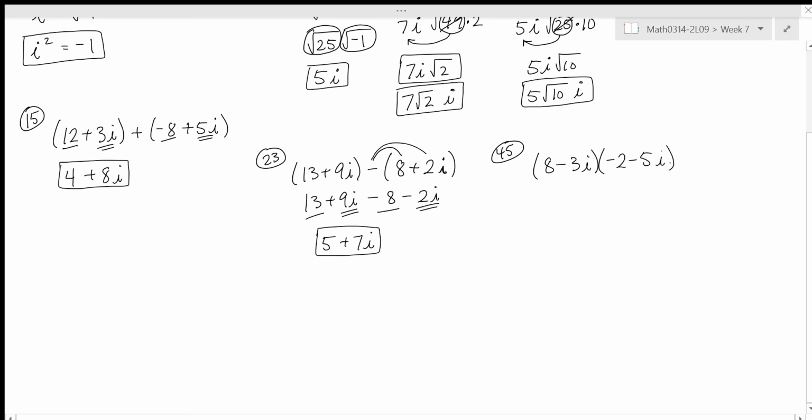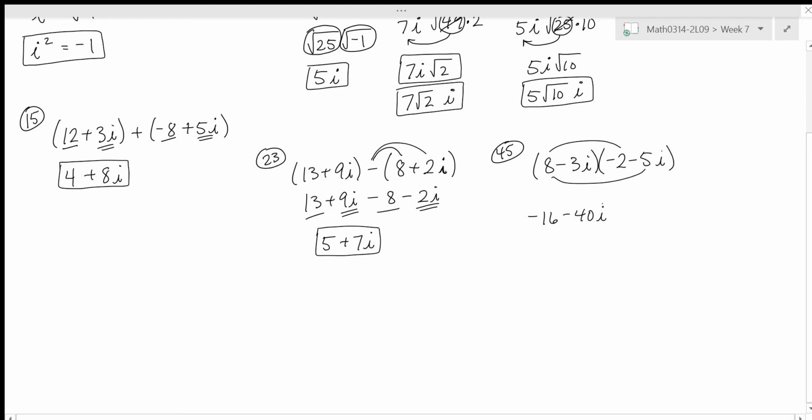Yeah, for this problem, you might be kind of happy you have a calculator that'll do it for you. Because this time, what is the indicated operation? Multiplication, yes. And I've got a binomial times a binomial. What does that mean? FOIL, right? Means I'm going to have to FOIL it. Here we go. First, 8 times negative 2. Negative 16. On the outside, 8 times negative 5.